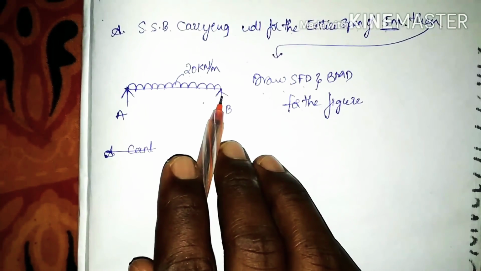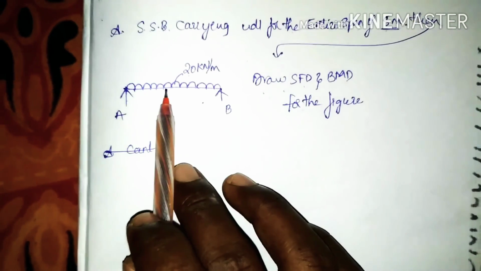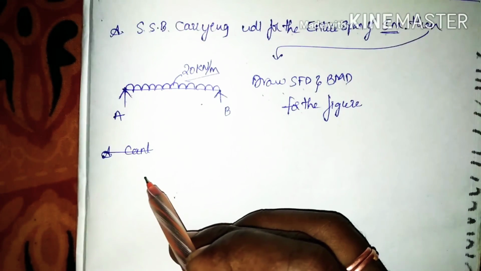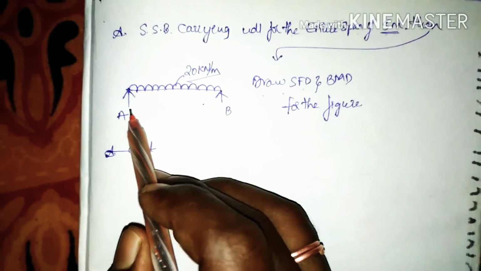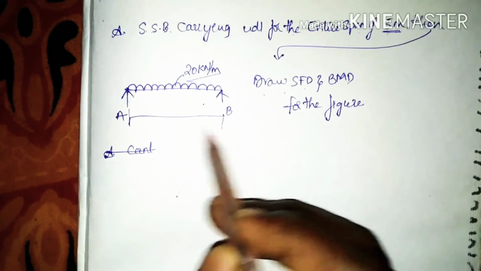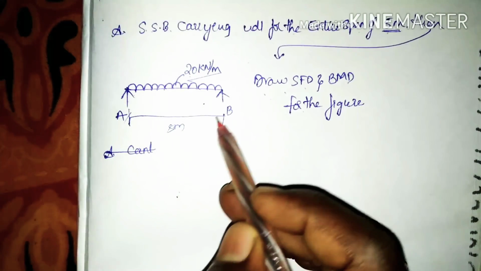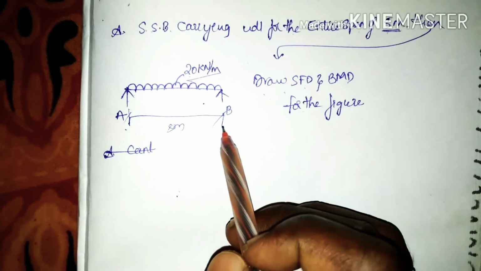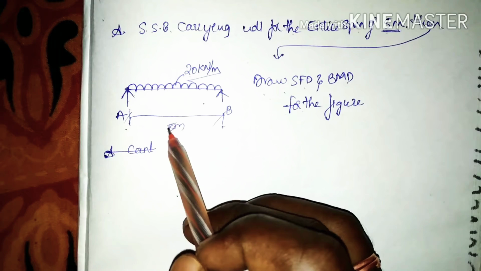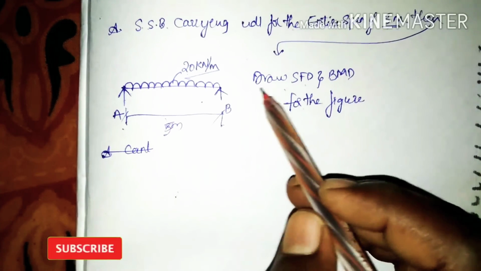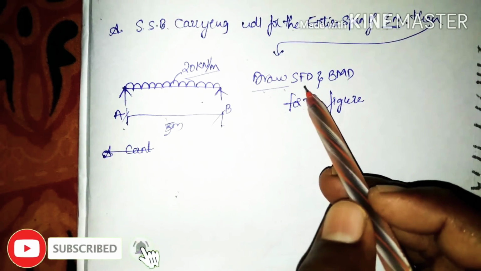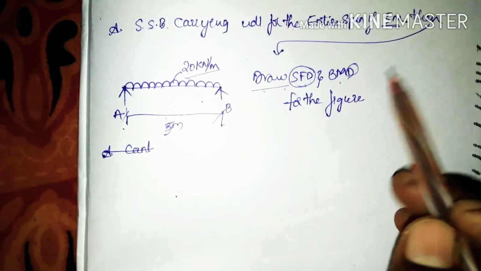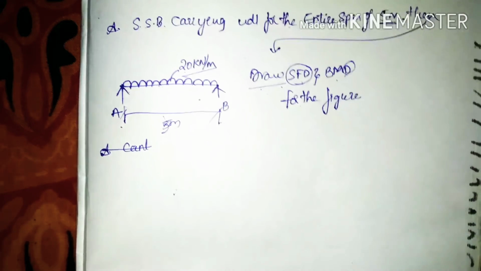A simply supported beam carrying a UDL, here it is, of magnitude 20 kN per meter. It is acting for the span of 5 meters, that is the entire span, so from A to B the span is 5 meters. Then we have to draw the shear force diagram and bend moment diagram. To draw these diagrams, we are going to follow our 5-step method.